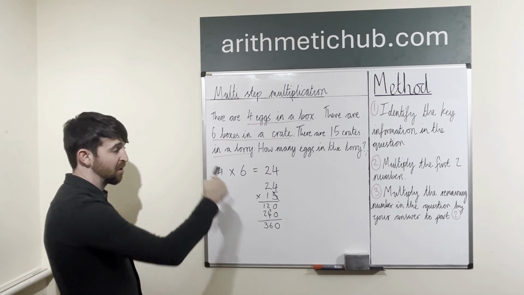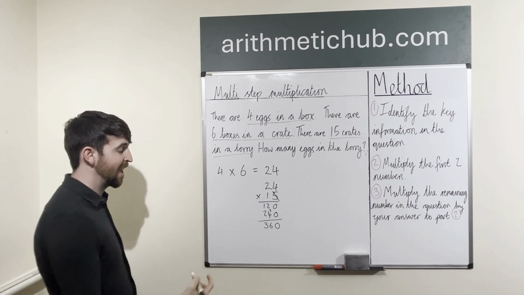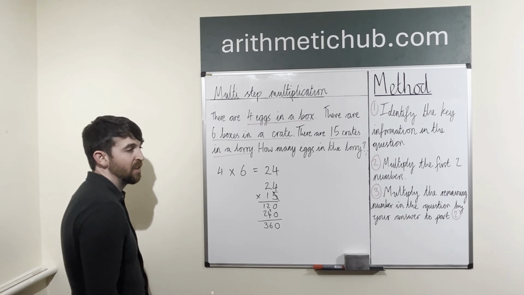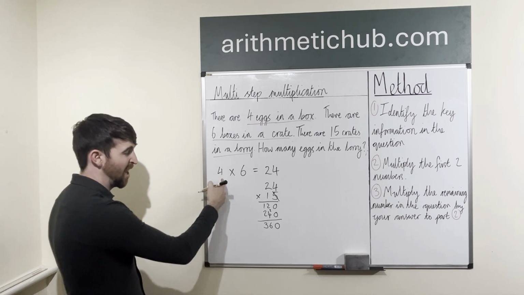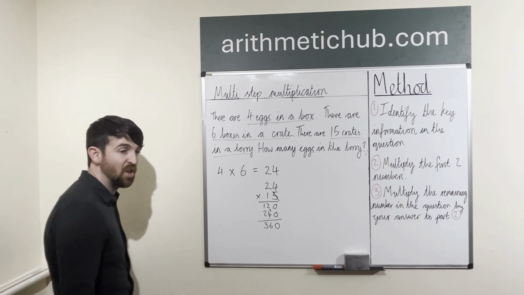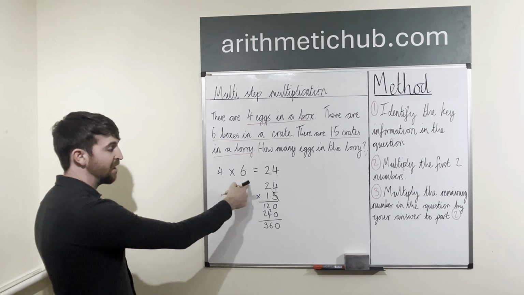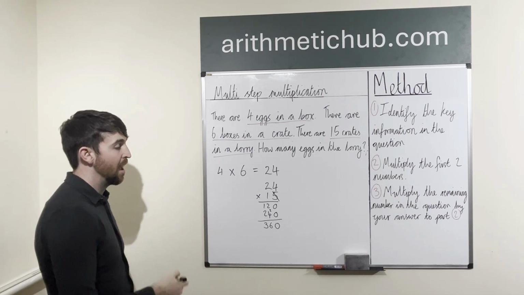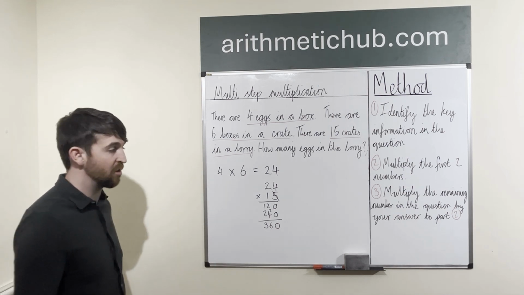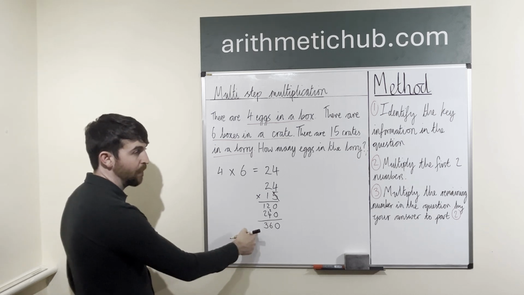4 times 6 was a 1 digit by 1 digit multiplication. This was a 2 digit by 2 digit multiplication. 1 digit by 1 digit multiplication, I know the method for. I know my times tables, I know my 4s, I know my 6s. 2 digit multiplication, I know how to do. I know how to set up the method, and then once I've done that, I can get to an answer. So all it was was 2 separate multiplications using 2 slightly different methods to get to my answer here.